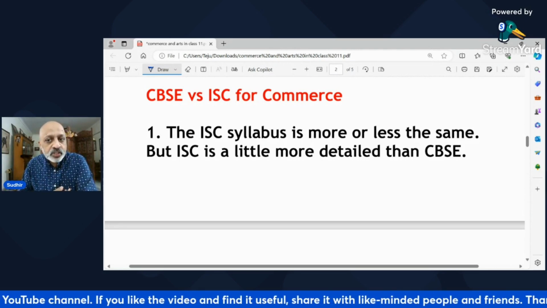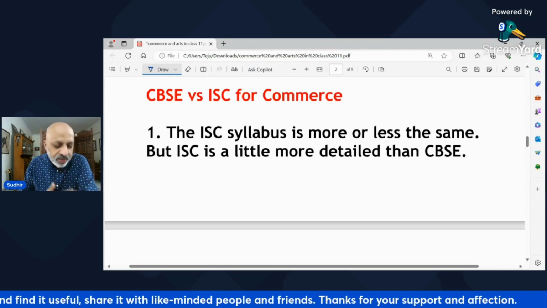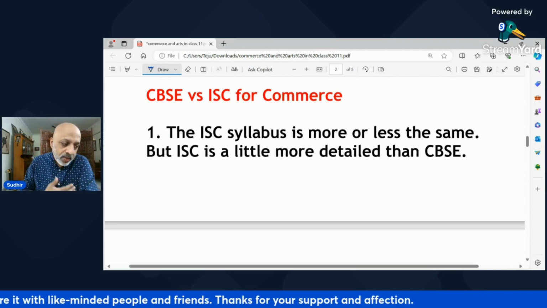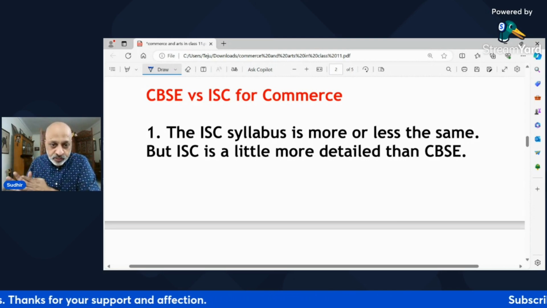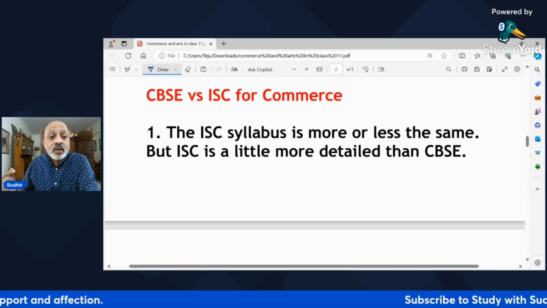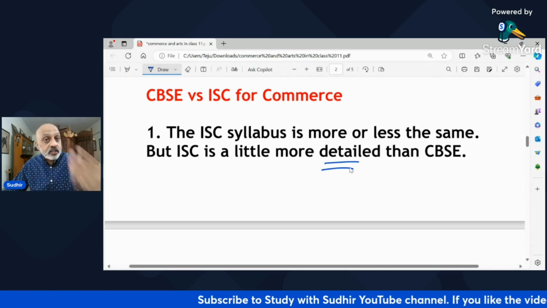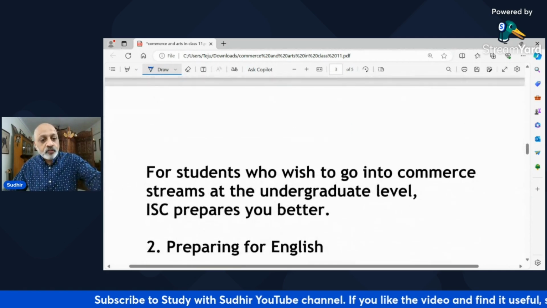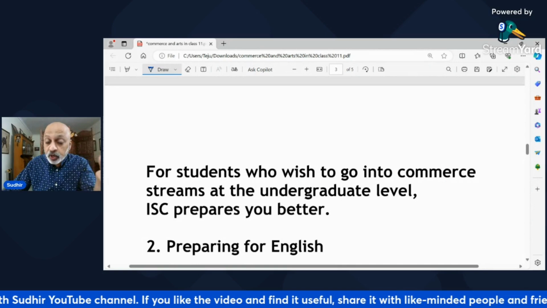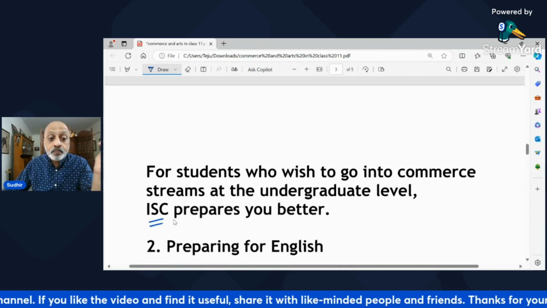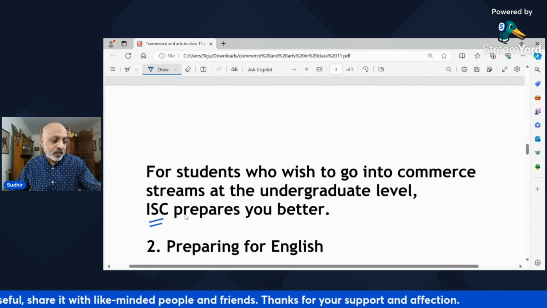The ISC syllabus, there are mainly 4 points that I want to mention out here. The syllabus of both ISC and CBSE, there is not much of a difference. But ISC is a little more detailed than CBSE. This is the operative word. It's a little more detailed than CBSE. And for students who wish to get into commerce streams at the undergraduate level, that is BCom honors, etc., ISC prepares you better. It's much more comprehensive. Your knowledge levels are that much more.